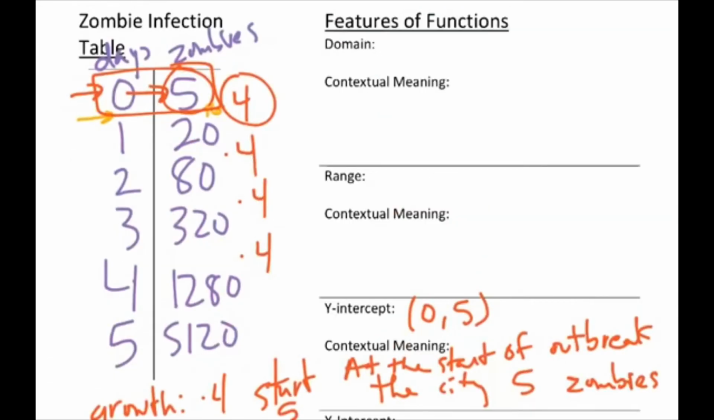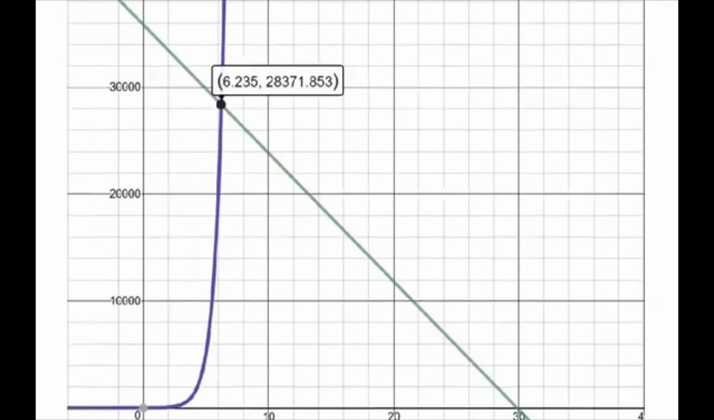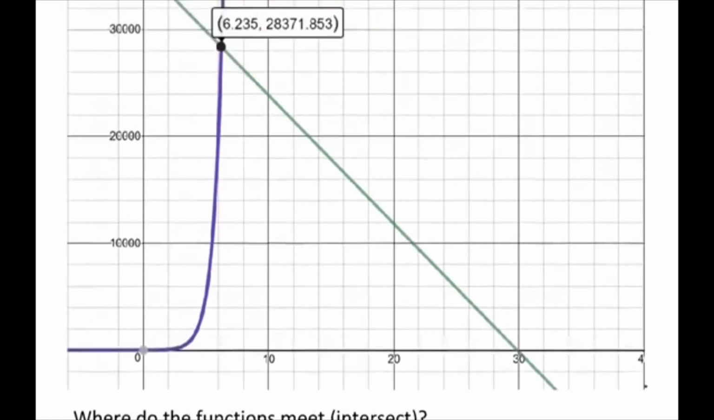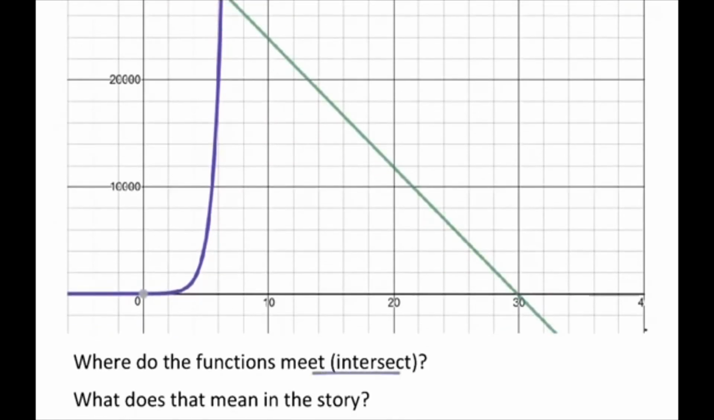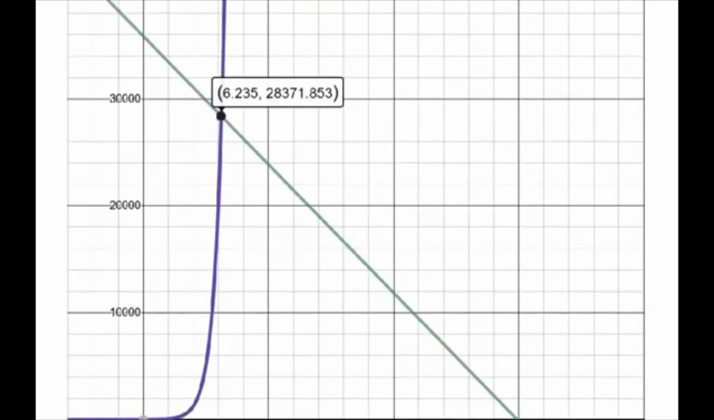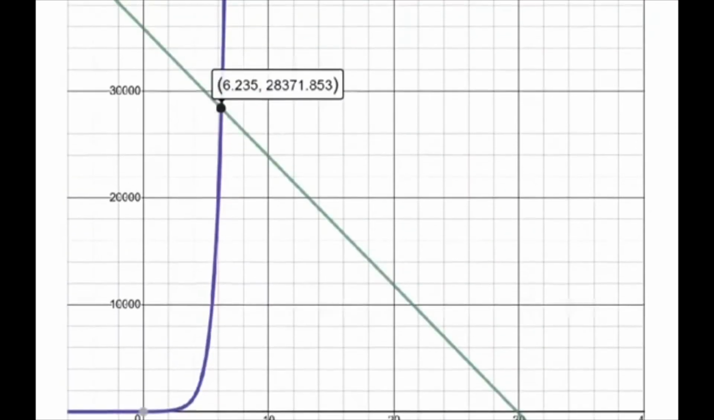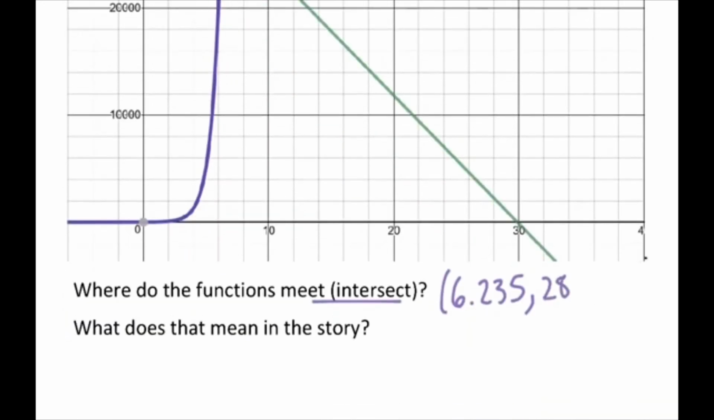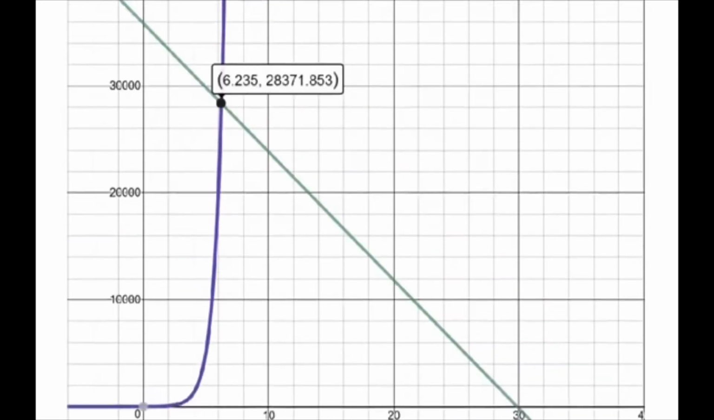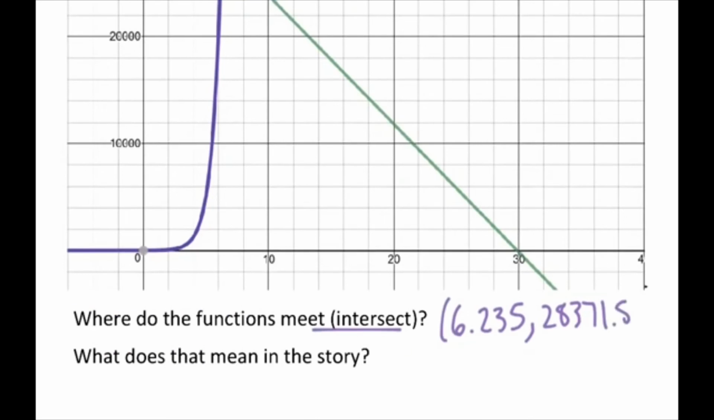Okay, so let's actually go back here. I made just a little bit nicer graph right here. So where do these functions meet, intersect? Well, they intersect right here at 6.235, 28,371.853.